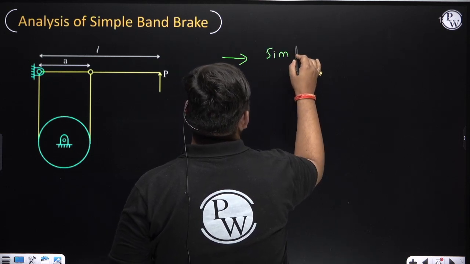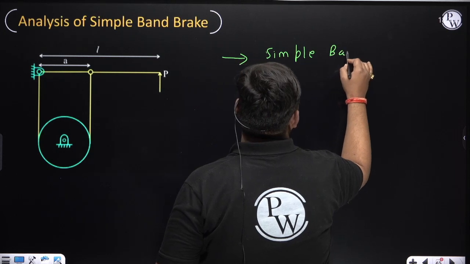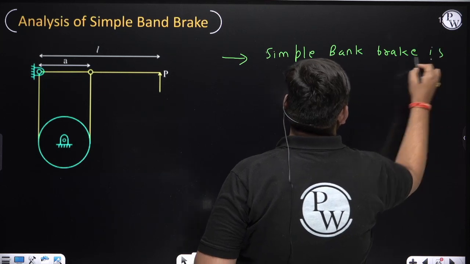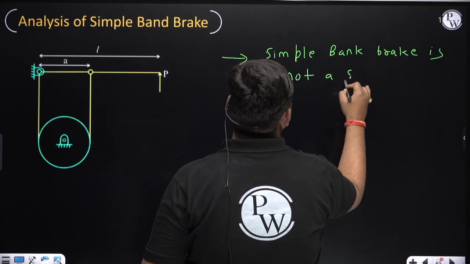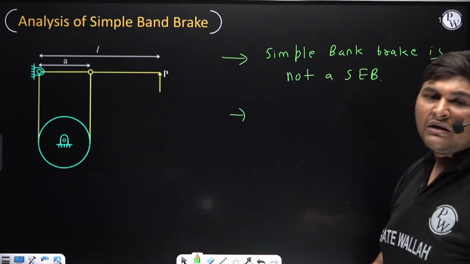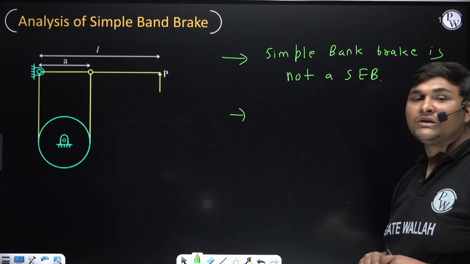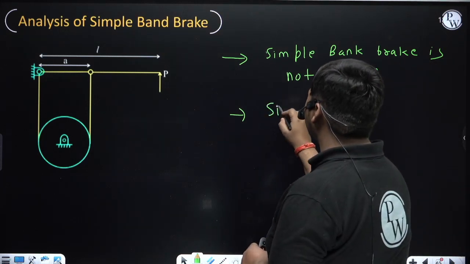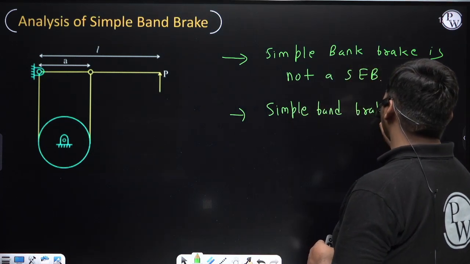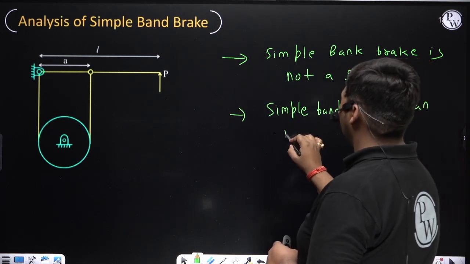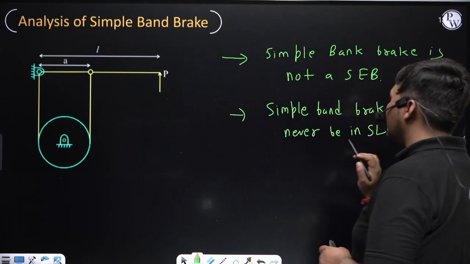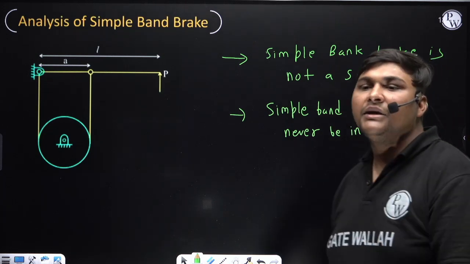A simple band brake is not a self-energizing brake, whether the drum is rotating clockwise or anti-clockwise. And if it is not a self-energizing brake, it can never be in a self-locking condition. So we can also say a simple band brake can never be in a self-locking condition. If you want, you can remember this conclusion regarding the simple band brake.